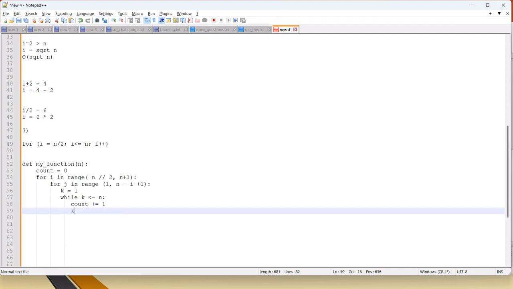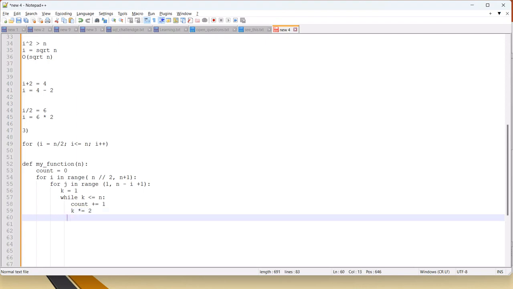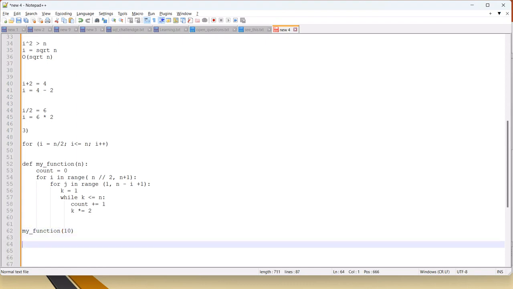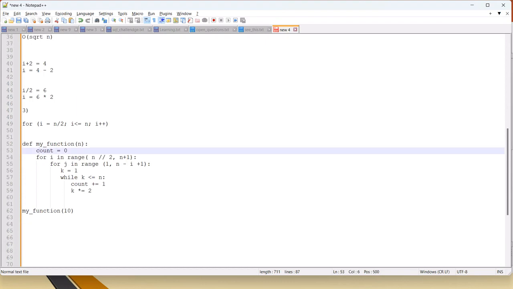Because if there is more code, then we can analyze more, right? For that reason. Now let's say this is the function and I'm calling that function with 10. Now tell me what will happen here. So there is a function, we have a count variable which we are initializing, and then we have two nested loops and one while loop here, correct?